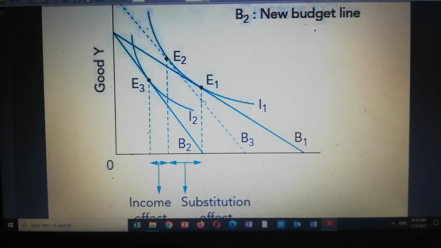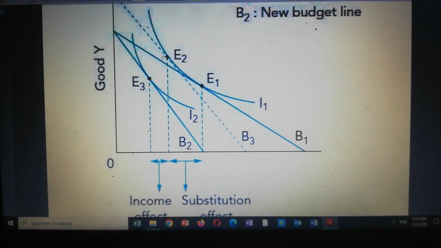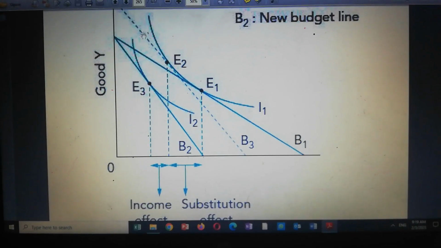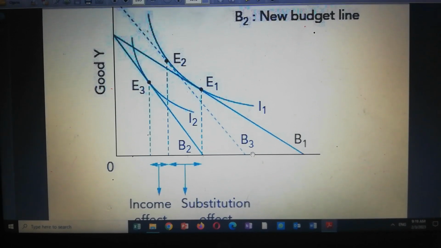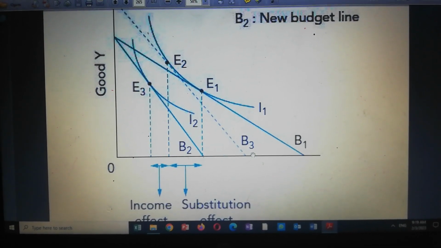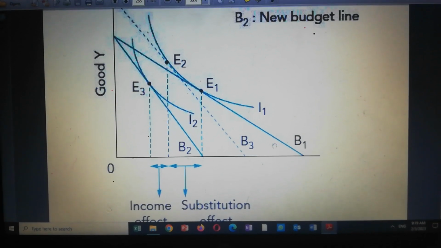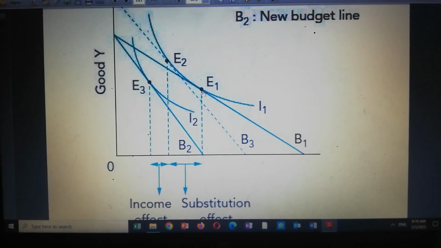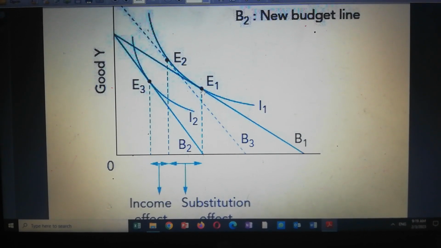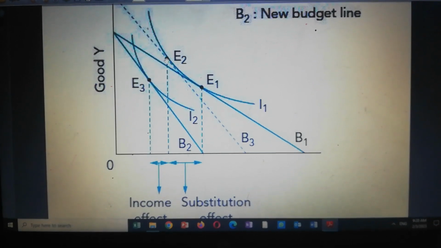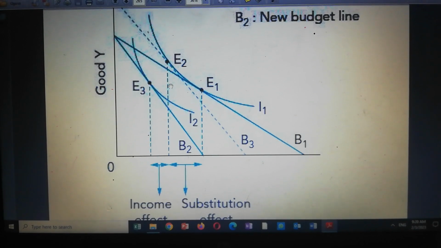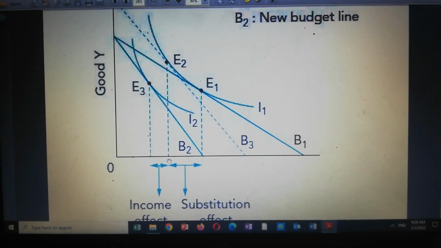So the first movement occurs along the same indifference curve. So it's going to cause a movement from E1 to what? To E2 here. That's why we have an imaginary what? An imaginary budget line labeled B3. So it doesn't shift like that automatically from B1 to B2. No. The first movement occurs along the same indifference curve, and it will be a movement from what? From E1 to E what? 2. Where the consumer now actually buys less of X, as you can see here.